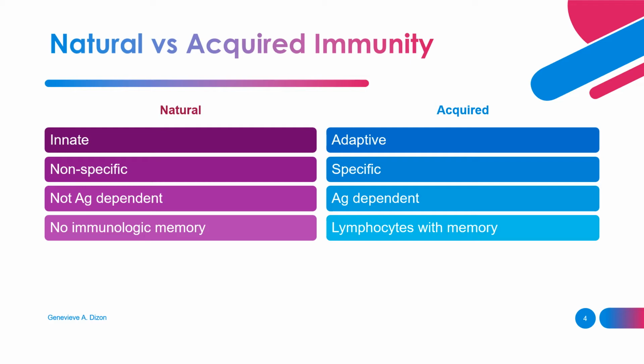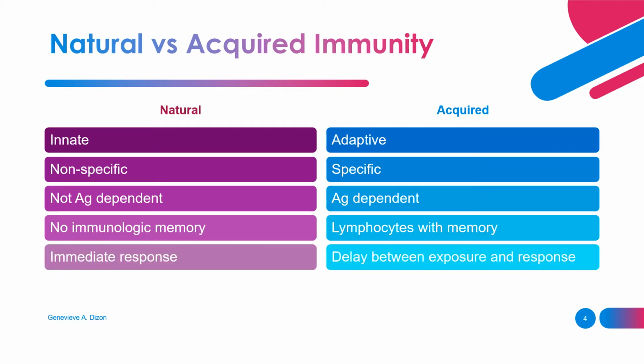That's why in repeated exposure, the response will become faster, they become stronger, and they become qualitatively different because they remember what antigen is present and how they were able to destroy this antigen, so they can work faster and better. Next one, natural immunity has an immediate response, while acquired immunity has a delay between exposure and the response.